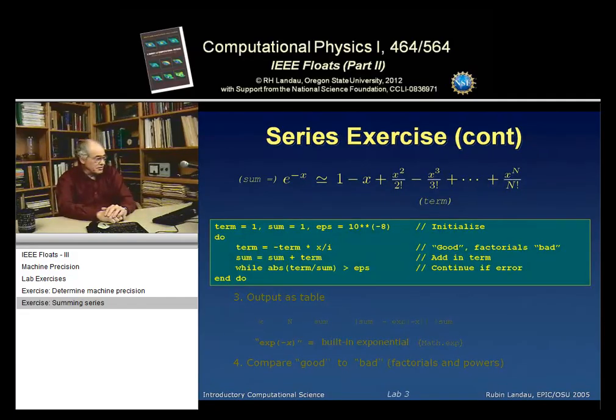I'm being too nice to you. So let's look at slide 3 here. And you can ignore this if you want, if you don't like people being too nice to you. But here I tell you how to do it.